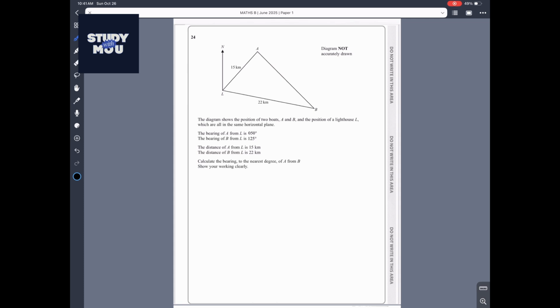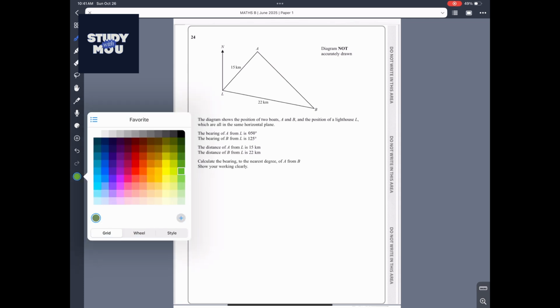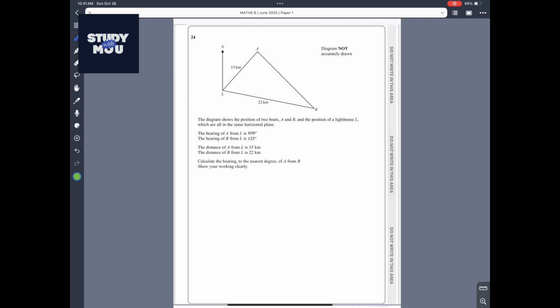Okay, let me take a green color. The bearing of A from L, it's always angle L. So angle L is 50 degrees. And then again we have the bearing of B from L is 125 degrees.